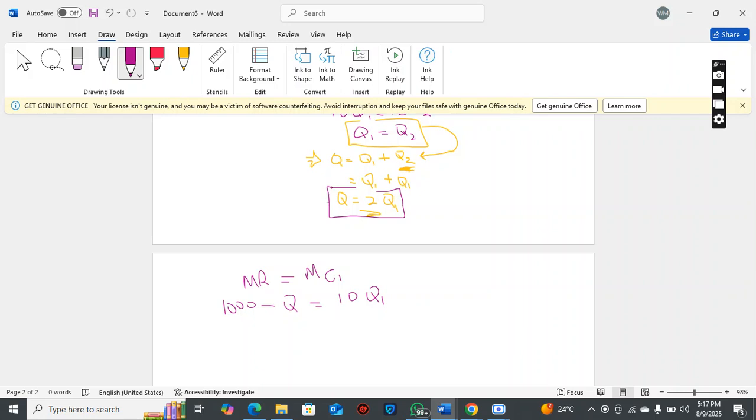Yes, so here Q equals 2Q1, so we substitute it back in here. This becomes 1,000.